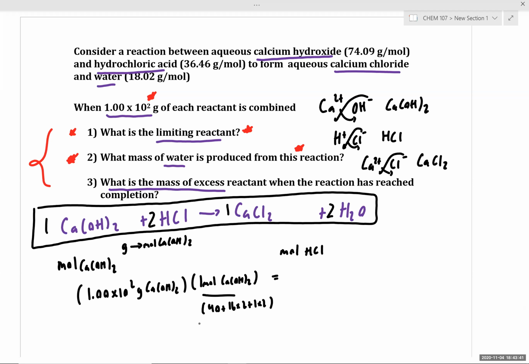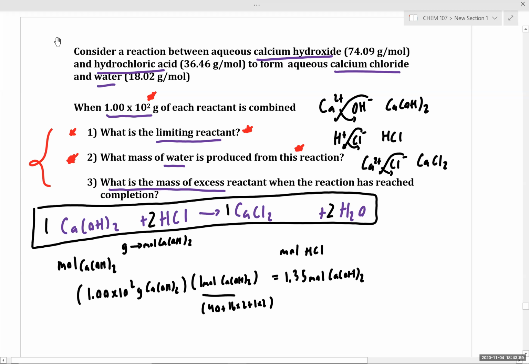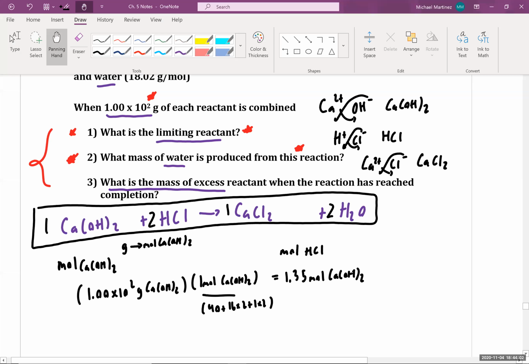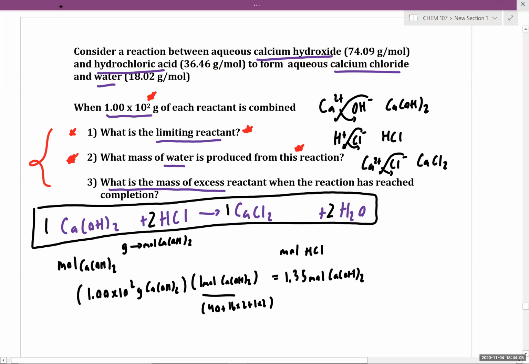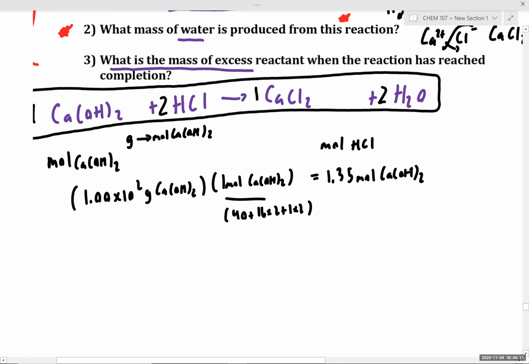Okay, so we take our 100 grams over our molar mass of 74, and that gives us 1.35 moles of calcium hydroxide. Okay, let's repeat the same process for hydrochloric acid.